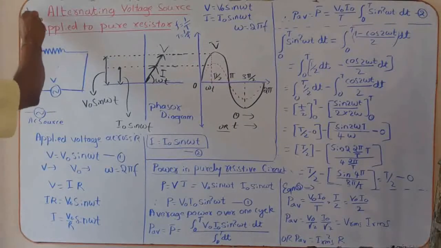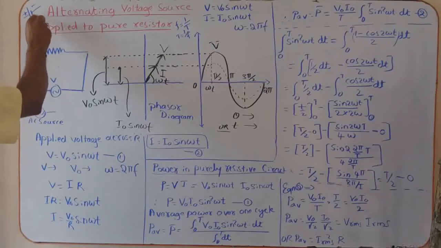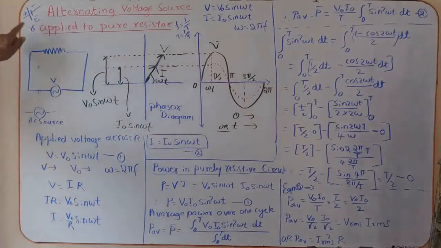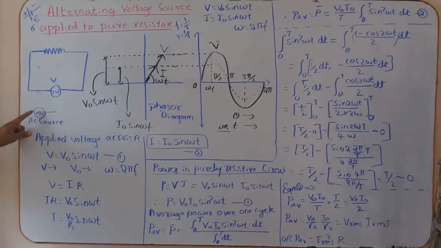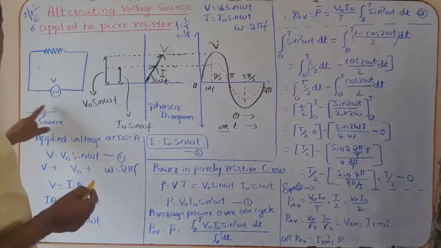A DC source is represented like this: this side positive, this side negative. Then we write the EMF and the internal resistance. This is said to be a DC source. Here there is polarity, positive and negative, but in the case of an AC source there are no polarities. It means there are no sign conventions of positive and negative.